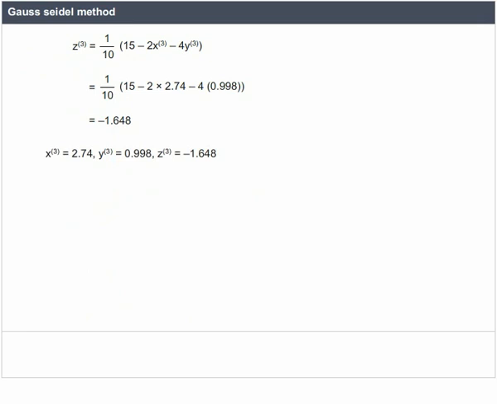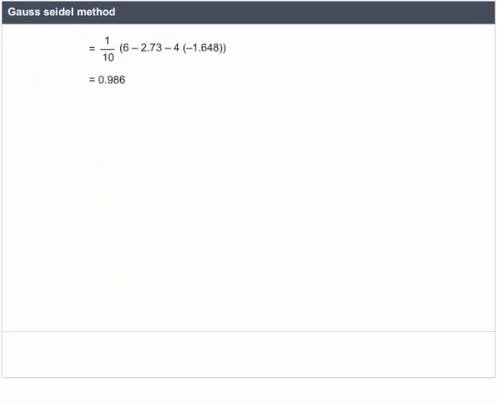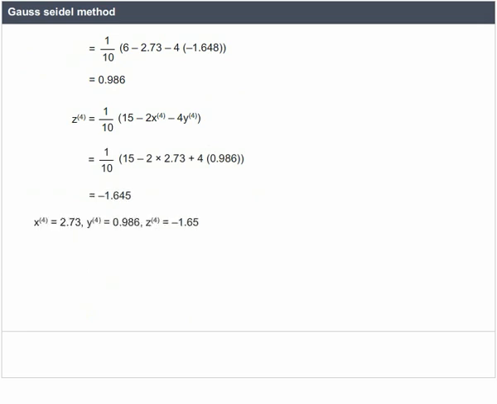Fourth iteration. x^4 equals 1 by 9 times (20 minus 2 into 0.998 minus 4 into minus 1.648). The final answer is 2.73. y^4 equals 0.986. Then z^4, substituting the values of x^4 and y^4, we get the answer minus 1.645. The final answer is x^4 equal to 2.73, y^4 equal to 0.986, z^4 equal to minus 1.65.